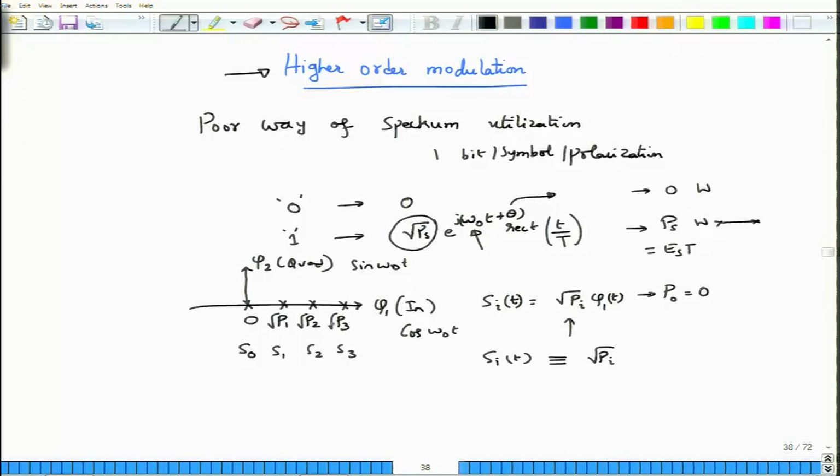We have already done this for the case of on-off keying, where we had only two levels S0 and S1 with appropriate powers of 0 and root P1. So this is the way in which you can extend the simple concept of on-off keying to multi-level signaling, or simply amplitude shift keying, because your amplitude is now going over more than one level.